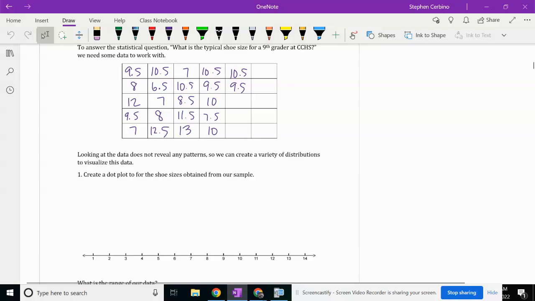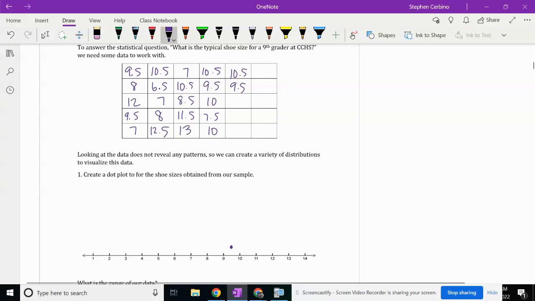If we go through and plot all of our data, we can reveal if there's any type of pattern that arises. All I'm going to do is take each shoe size and make a dot above where that number would be on my little number line down here. So my first dot would be at 9.5.